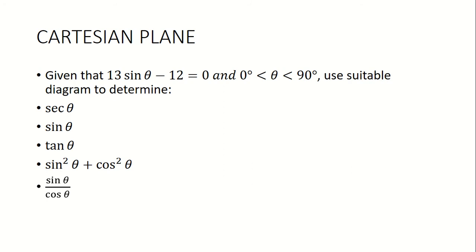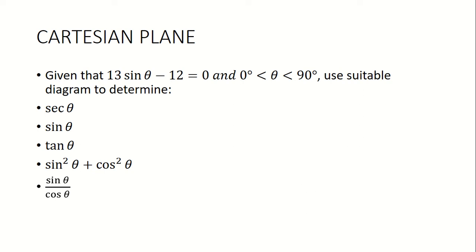I'm just gonna read you the whole thing because I'm definitely sure that some of you forgot what is happening here. Okay, you are given that 13 sine theta minus 12 is equal to 0, and you were told that theta lies between 0 degrees and 90 degrees, which means theta lies in the first quadrant. So your angle theta must be between 90 and 0 degrees. Use a suitable diagram to determine sec.